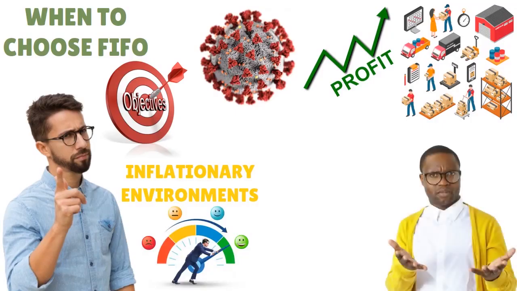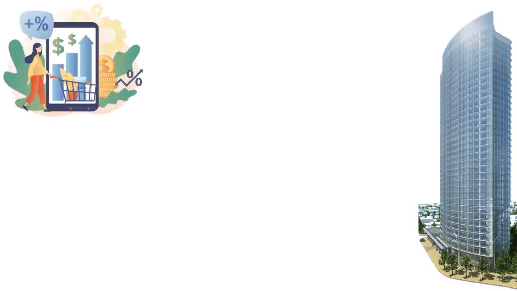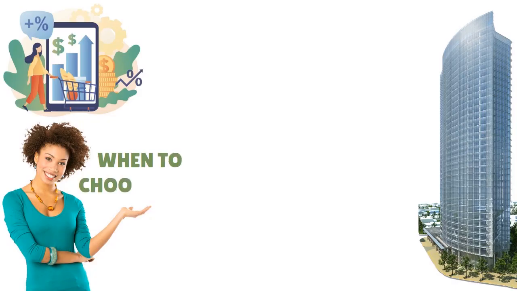Let me talk quickly about that. LIFO is most suitable when you want to match current cost with current revenues. LIFO assumes that you will sell the most recently acquired inventory first, making it best for your business if you want to reflect the current cost of goods sold. And LIFO can also provide certain tax advantages in some places by reducing a company's taxable income during a period of inflation. So when should you choose weighted average costing?